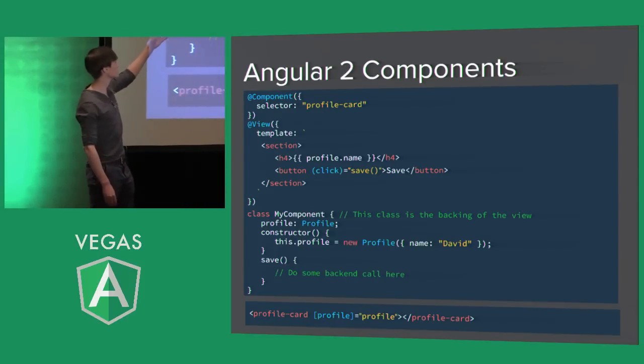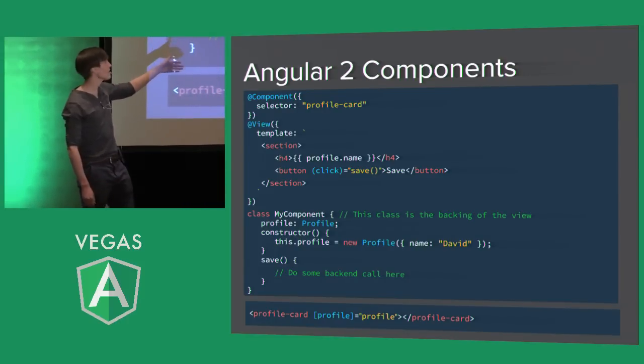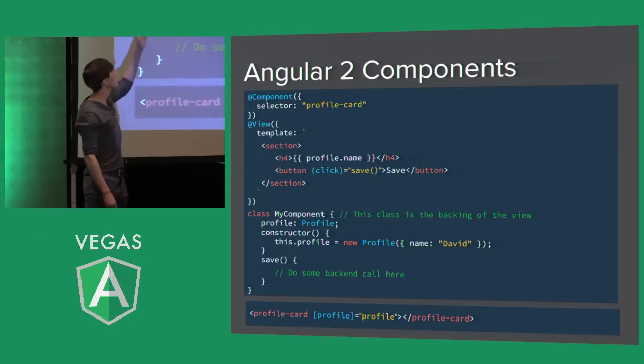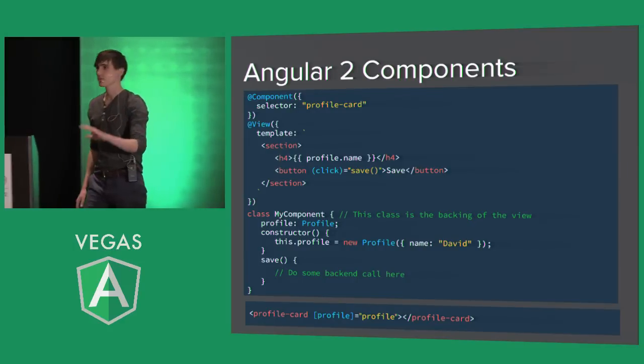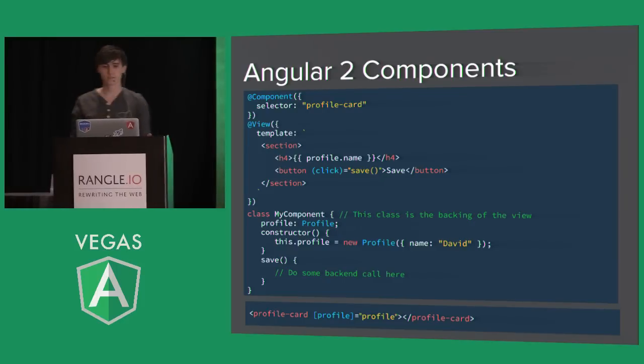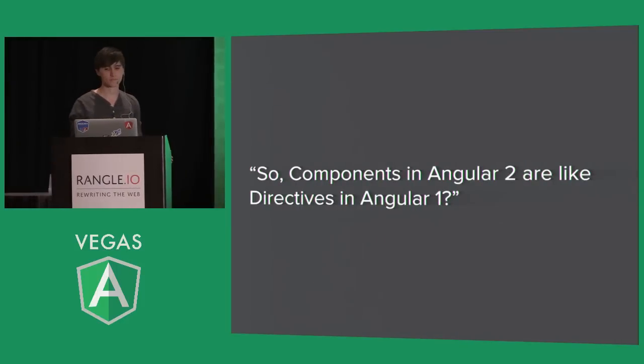I can put a property, which is a profile. I can write a function, and then I can use all that in my template. Don't worry about what the crazy @ signs or anything like that means. It's not a big deal. We'll get into that in just a little bit.